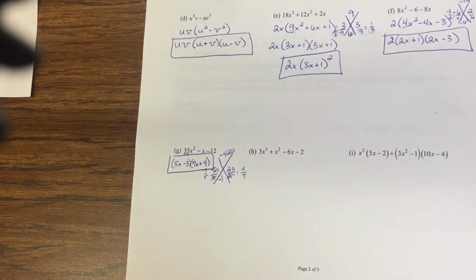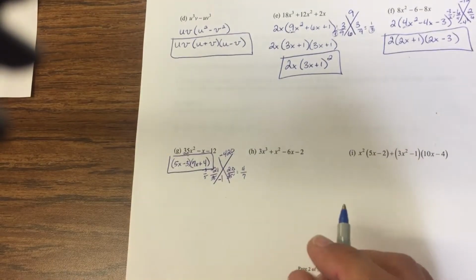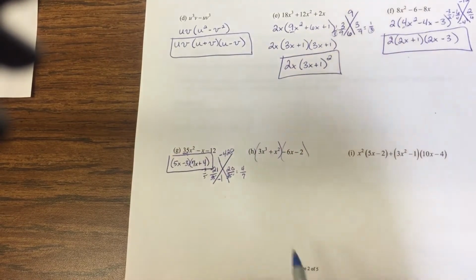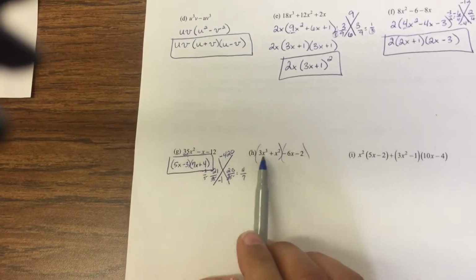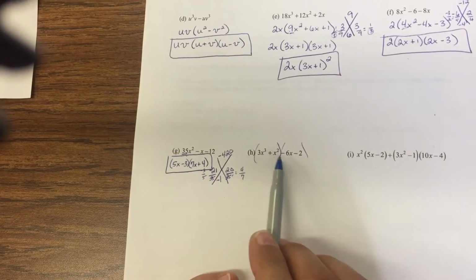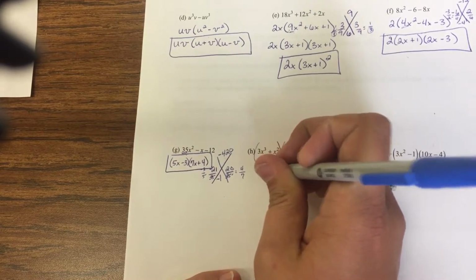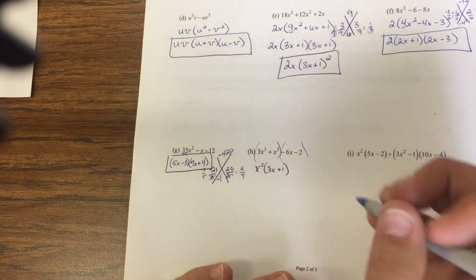Look at H. Anytime you have 4 terms, you want to do something called factor by grouping. So you're going to group the first 2 terms together and group the second 2 terms together. You want to look and see what they have in common. So these 2 both have in common an x squared, so I'm going to take that out. That leaves me with 3x plus 1.